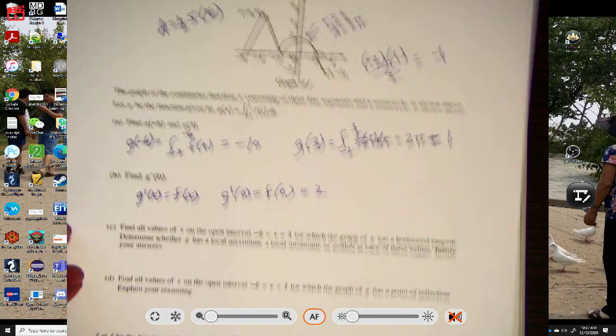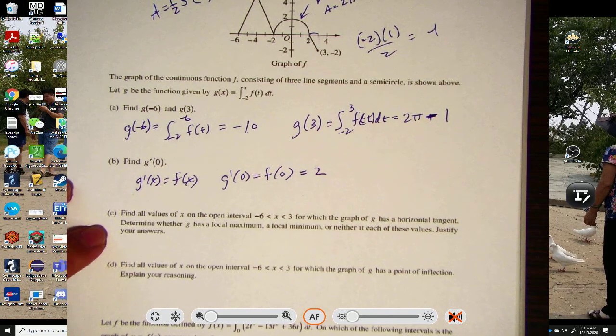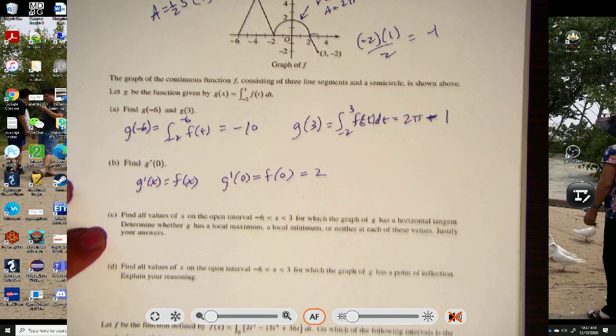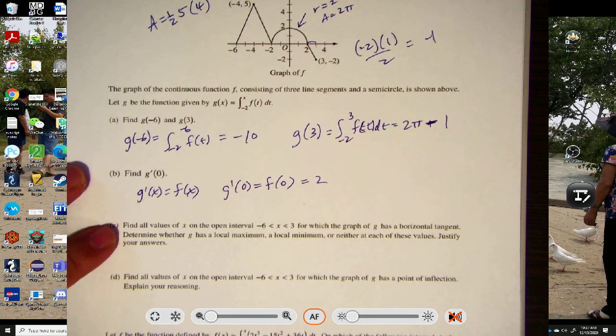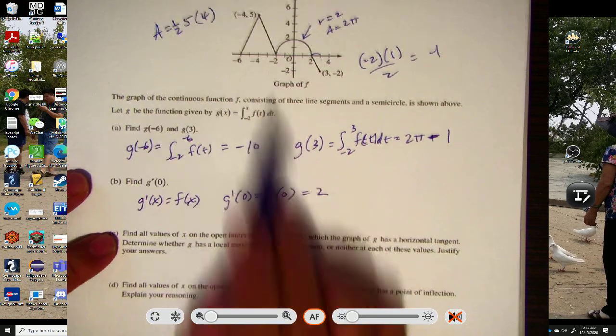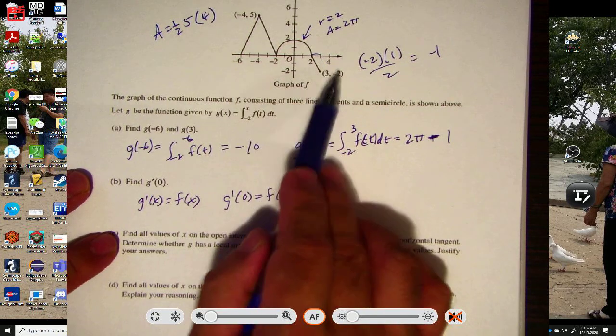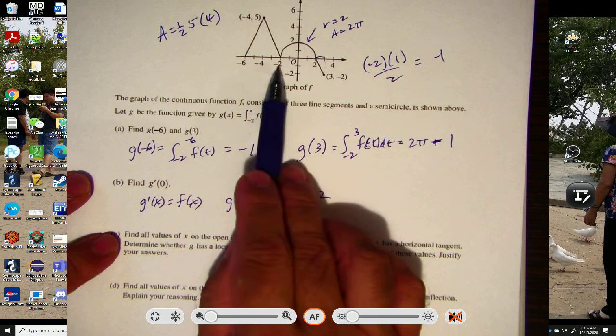C. Find all values of x on the open interval -6 to 3 for which the graph of g has a horizontal tangent. Where does g have a horizontal tangent? In other words, when is f equal to 0? And it's an open interval from -6 to 3, so you're not including -6 or 3. So when is it 0? Well, it's at 0, -2, and 2.